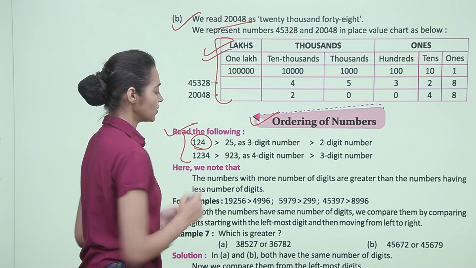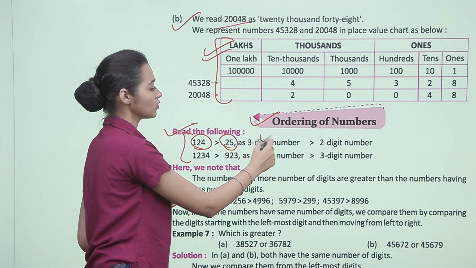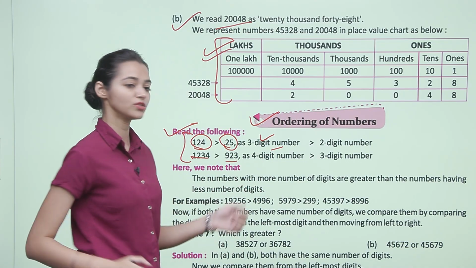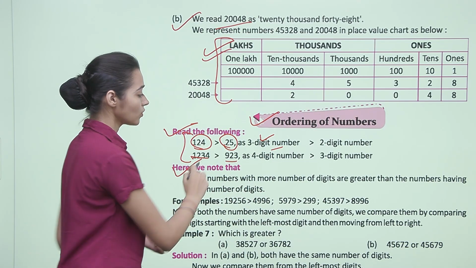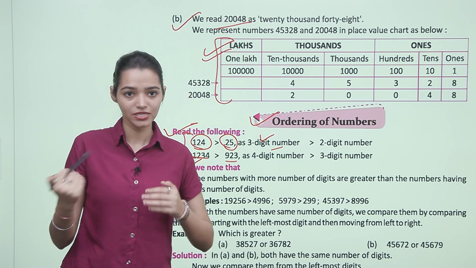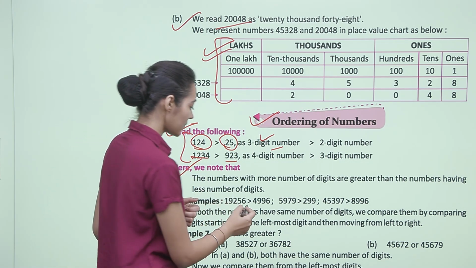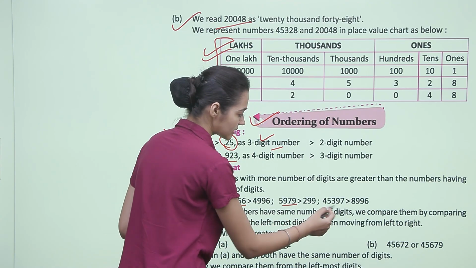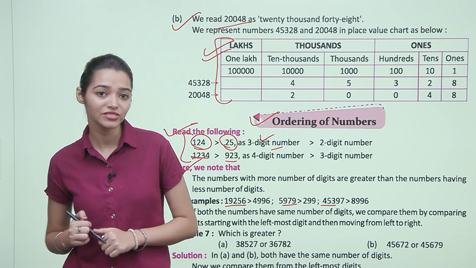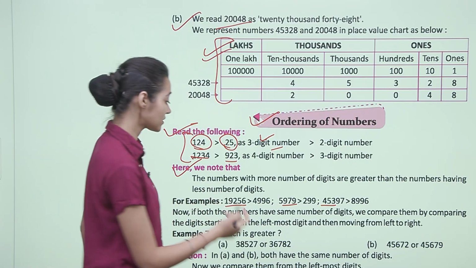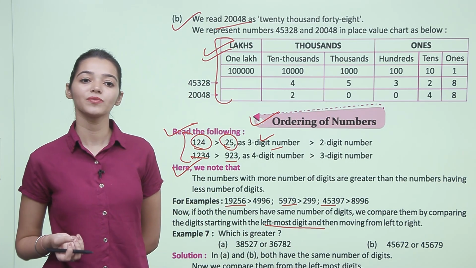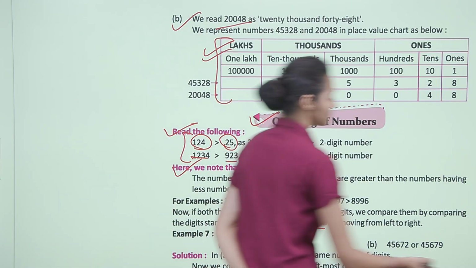Now this is a 3-digit number, this is a 2-digit number, and we know 3-digit is greater than 2-digit. Similarly, a 4-digit number is greater than a 3-digit number. Here we note that the numbers with more digits are greater than the numbers having fewer digits. If both have the same number of digits, then we compare their leftmost digits, moving from left to right. Let's understand it better with the help of our example.